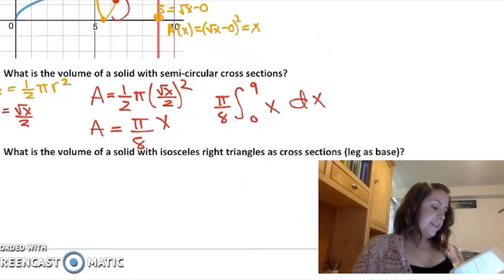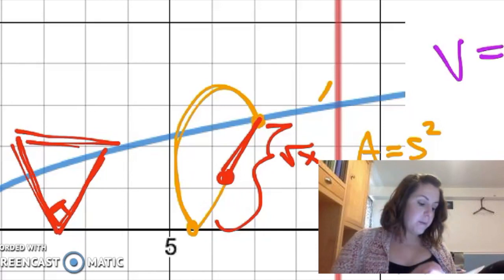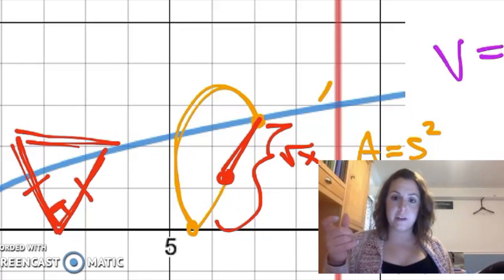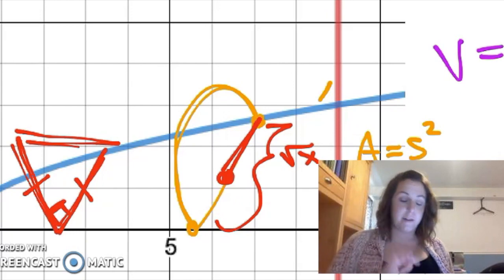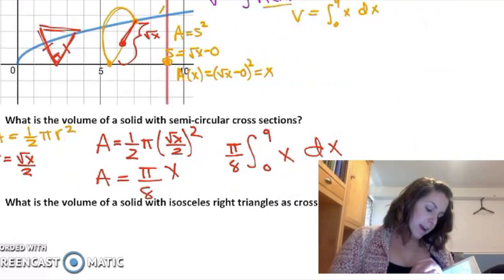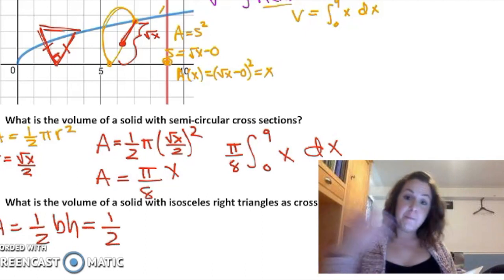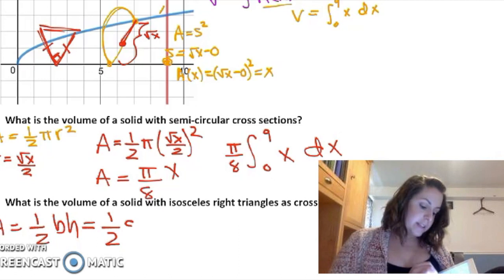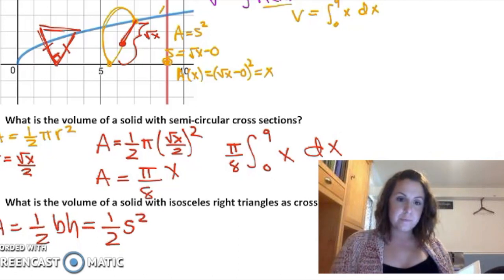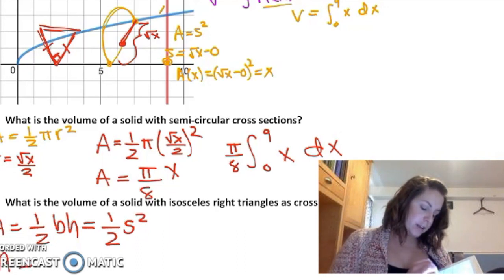Okay. So let's look at this one. What is the volume of solid with isosceles right triangles as your cross section? So these are right triangles, and we know that they're isosceles, so these two legs are congruent, and that's convenient because that's the base and the height of this triangle. So looking at my triangle here, I know that area is 1/2 base times height, which in this case is just 1/2 base squared, side squared, whatever. So it's going to be 1/2 my side length squared, because those are isosceles. And my side length is that same square root of x. So this area function is 1/2 square root of x squared, so it's 1/2 of x.